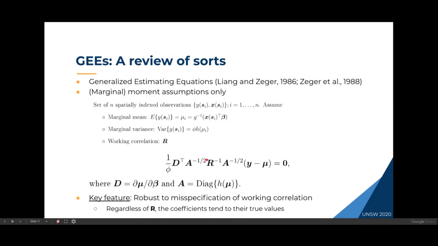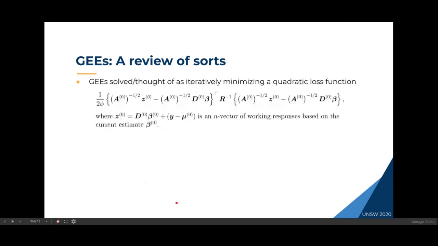So you can have it fairly structured, or you could go as simple as just choosing R to be an identity matrix in the simplest case possible. And so that's essentially one of the main features of GEEs, and one of the reasons why they remain rather popular in applied statistics. Okay.